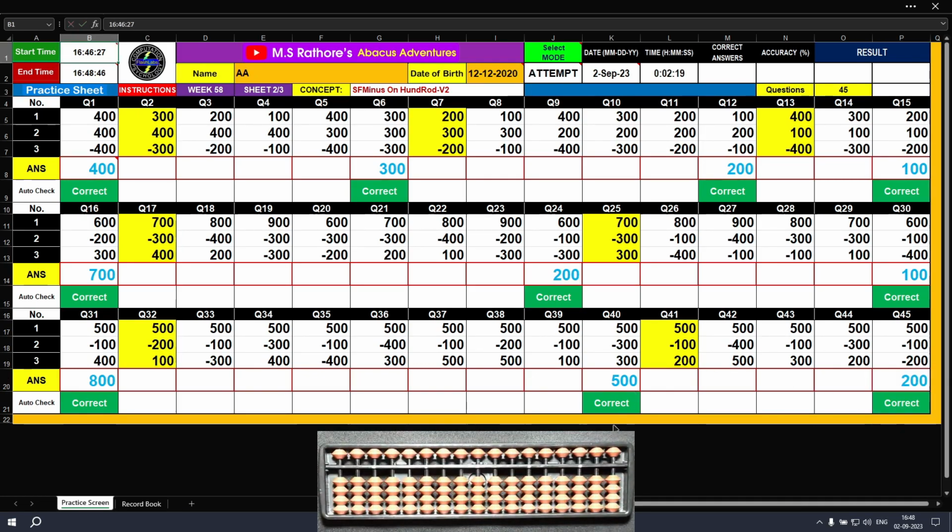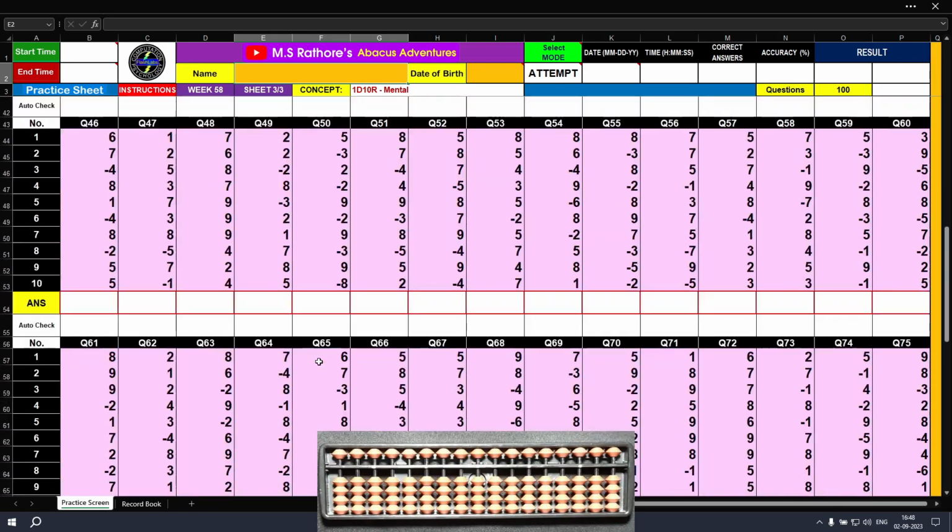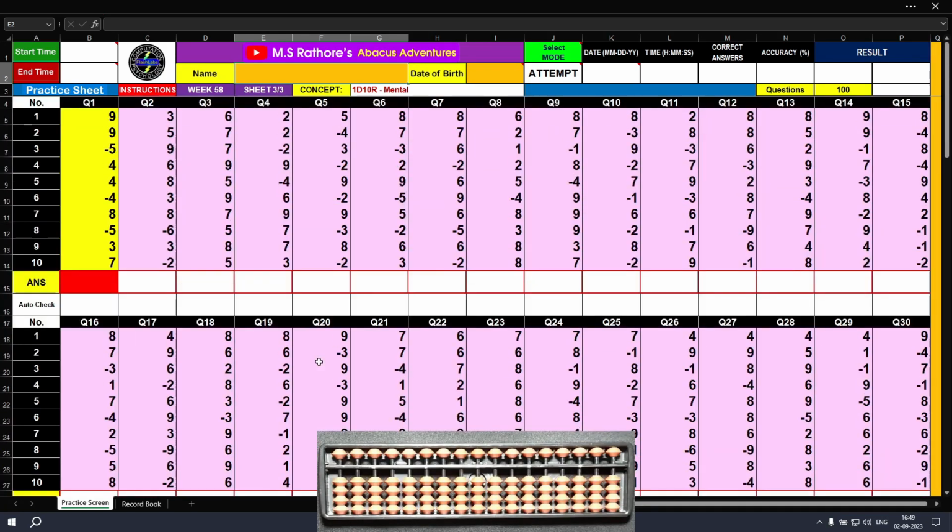So the last worksheet of this week is a mental worksheet carrying 100 questions of 1 digit 10 rows. So with this, we come to the end of week 58. We have covered small friends minus formulae on the hundredths rod, and the last sheet is 1 digit 10 rows mental mode.